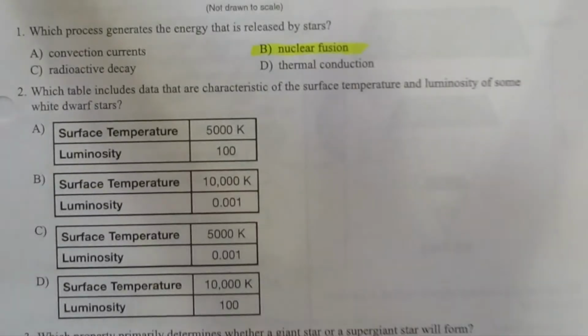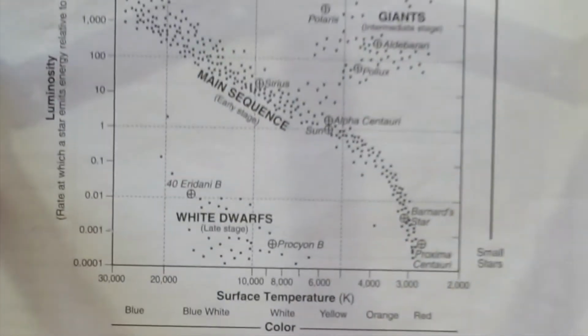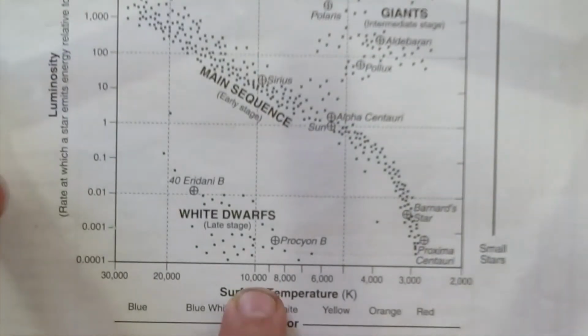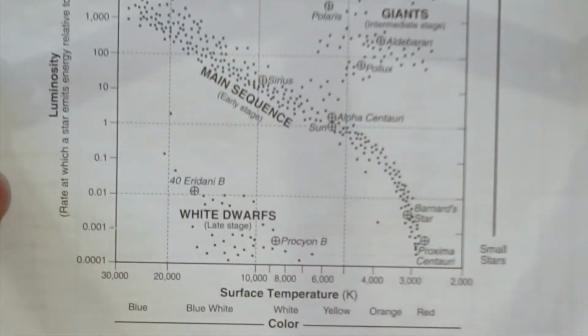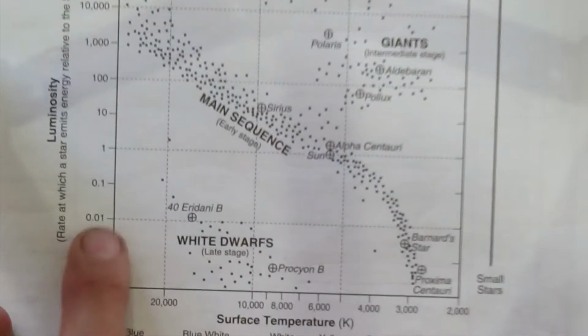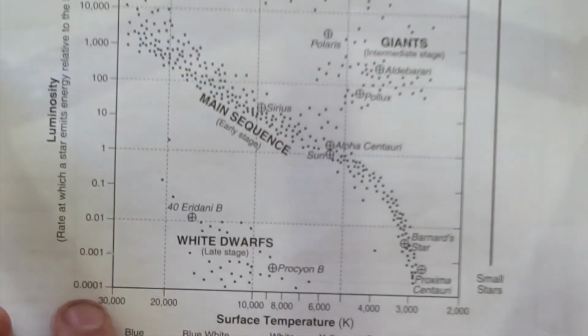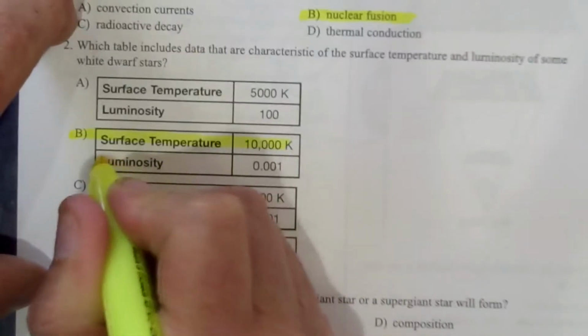Number 2, which table includes data that are characteristics of the surface temperature and luminosity of some white dwarfs? From looking at the reference table, we can see that white dwarfs have a temperature of around 10,000 degrees Kelvin and up. The luminosity of white dwarfs is rather low, from below 0.01 to 0.0001.